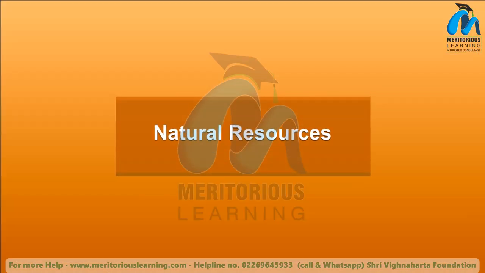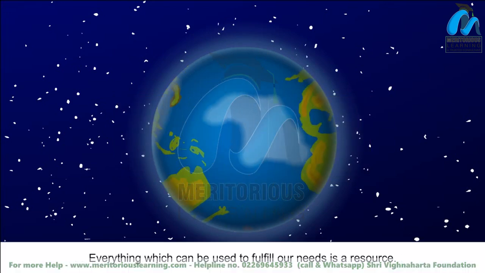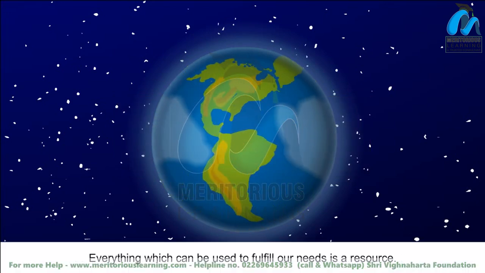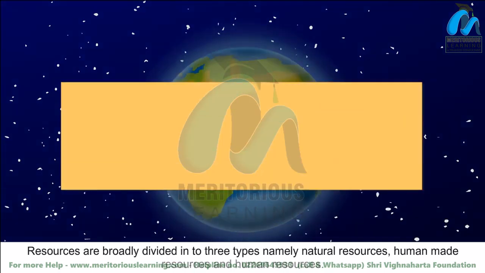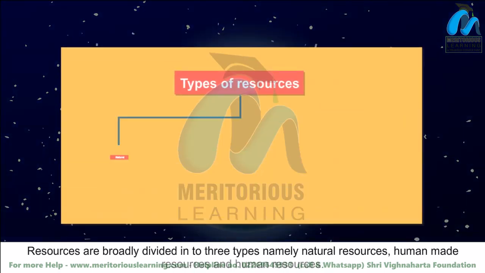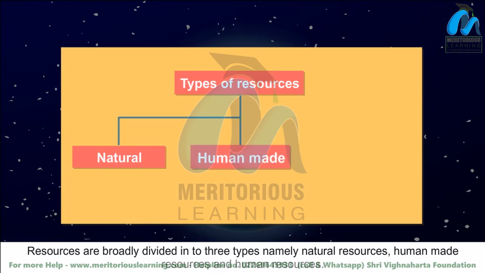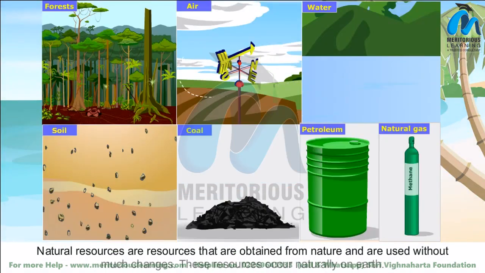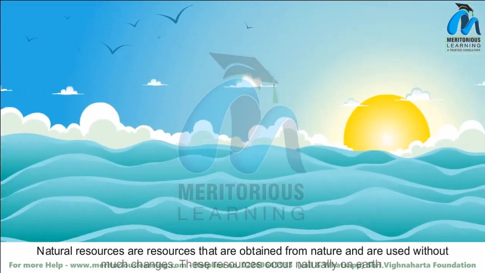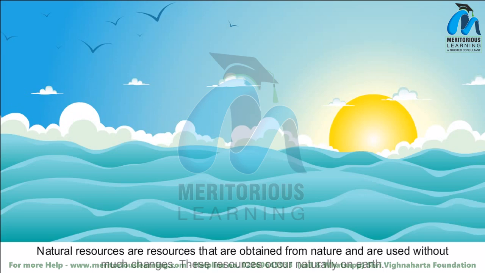Natural resources. Everything which can be used to fulfill our needs is a resource. Resources are broadly divided into three types, namely natural resources, human-made resources, and human resources. Natural resources are resources that are obtained from nature and are used without much change. These resources occur naturally on Earth. For example, the water from seas and lakes, the light from the sun, etc.